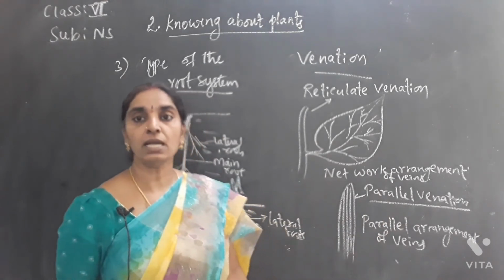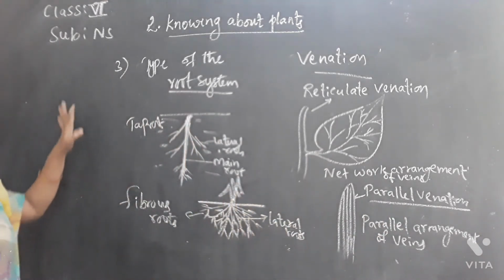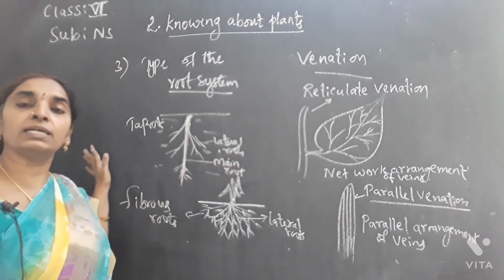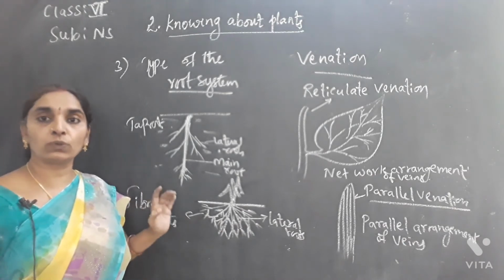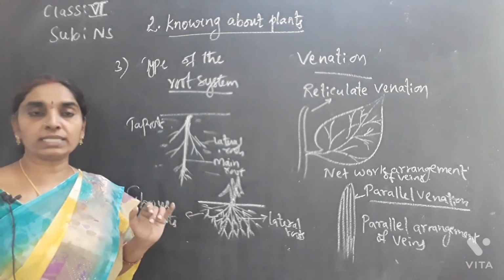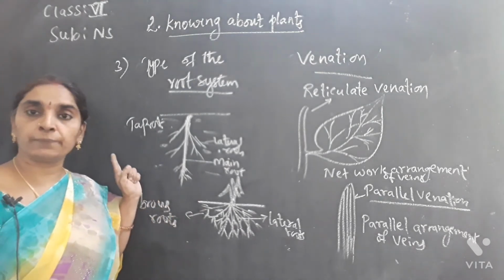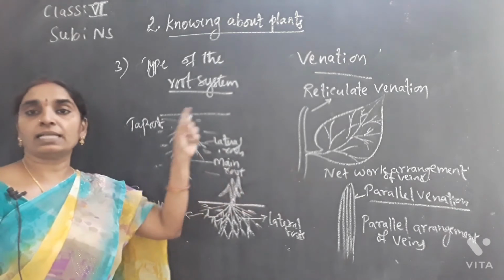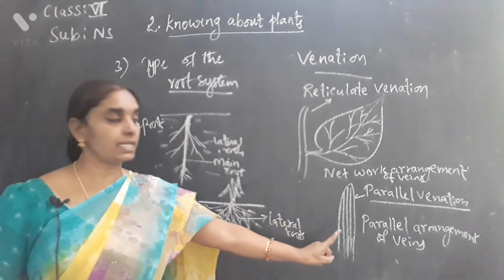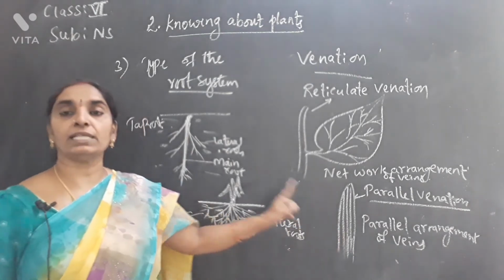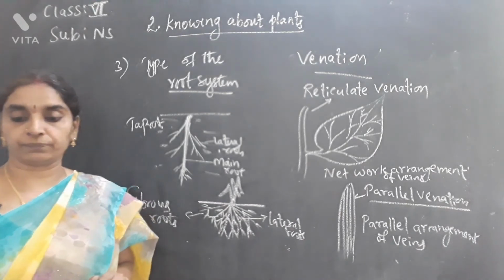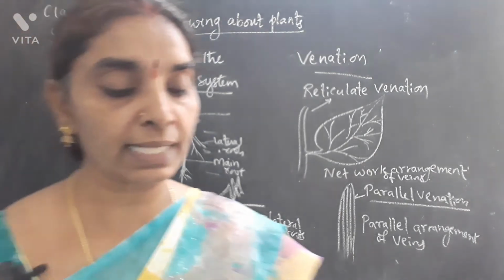Is it clear, children? So, recognize this type of root system and the venation. What is the relationship between the type of venation and the root system is being discussed here. Hope you can easily write. Okay, children? If the type of venation is reticulate venation, then the type of root system is the taproot system. If the type of venation is parallel venation, then in those plants the type of root system is the fibrous root system. Hope you have understood, and now we'll move to the next question.